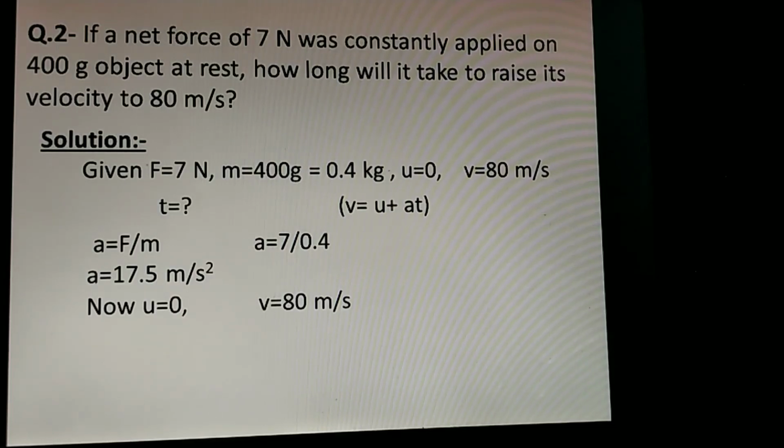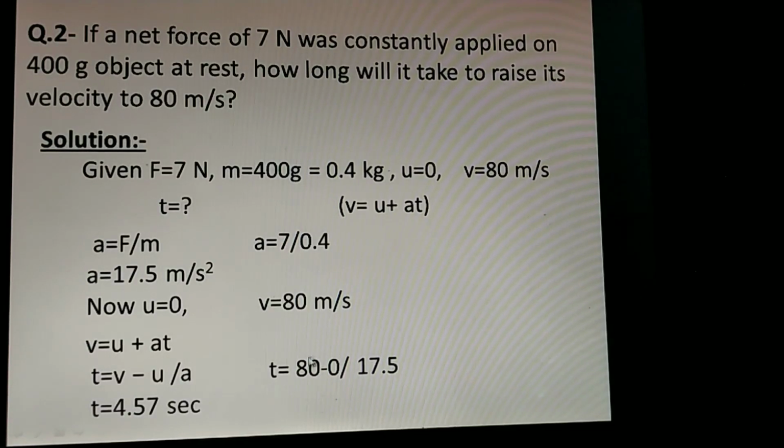Now substitute all the values in this first equation of motion. Then after substituting we will get t, we have to find out, so the formula we rearranged, that is t equals v minus u upon a. Now substitute the values in this, the value of v which is given, that is 80 minus 0. This will be the value for initial velocity, divided by acceleration, which we just found, that is 17.5. Then after solving this we will get 4.57 seconds.